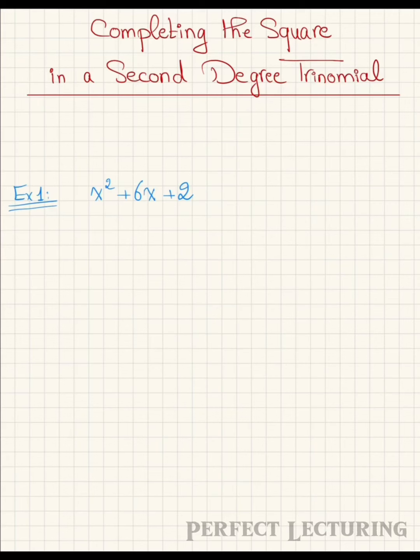Hi everyone. In this video, I'm going to explain the technique of completing the square in a second degree trinomial. That is to say, if I have the trinomial ax squared plus bx plus c, I can write it as a perfect square plus some number. So our task here is to convert it from this form into this form.